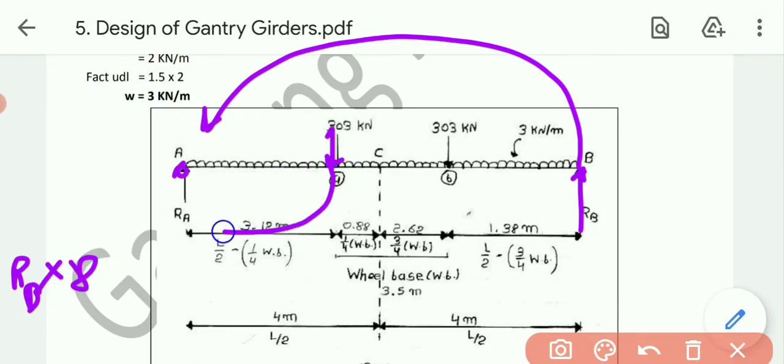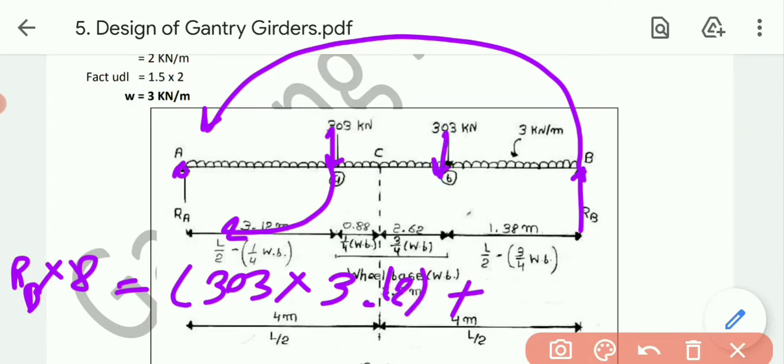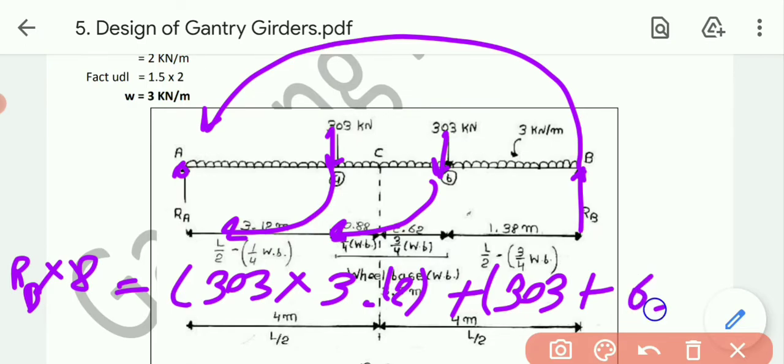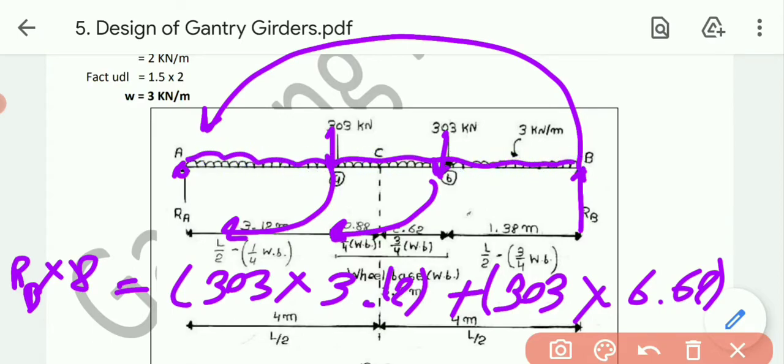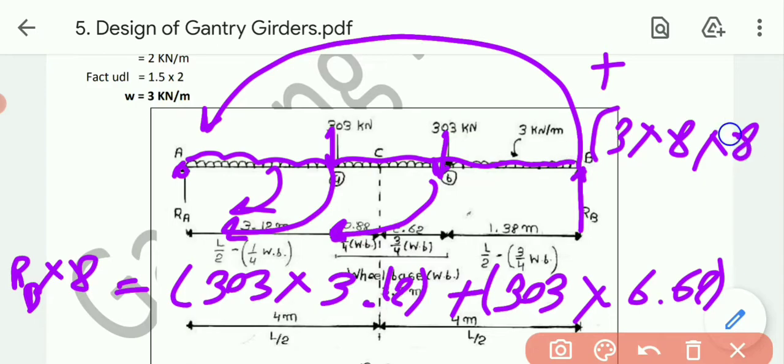Then this one will be clockwise, so equals to 303 into dimension, that is 3.12, plus similarly this load will also be clockwise. So 303 into dimension 4 meter half and 2.62 towards the right hand side of C, so it will be 6.62, just a minute, into 6.62. And the entire UDL will also be acting towards the left hand side, so it will be clockwise. So UDL's load into distance into half distance, 3 into 8 into 8 by 2. So these will be the steps to calculate the RB.